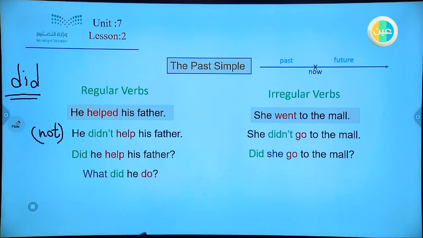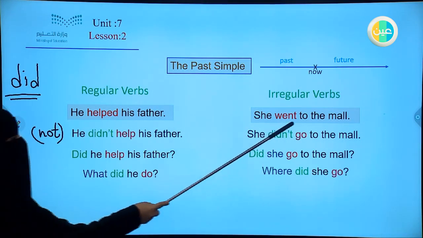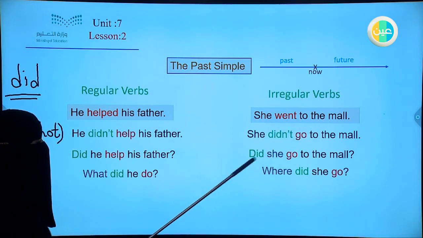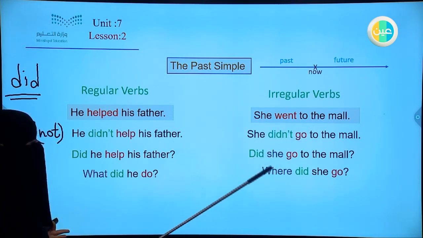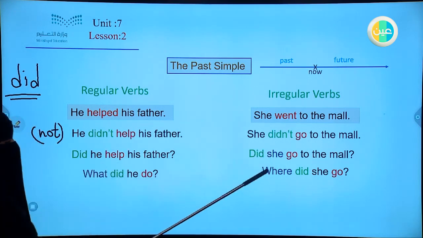Did she go to the mall? Yes, she did, or no, she did not. Okay, what about the WH questions? Here we will ask about a place. So I use the word where. Okay, like this. And then we start the question.